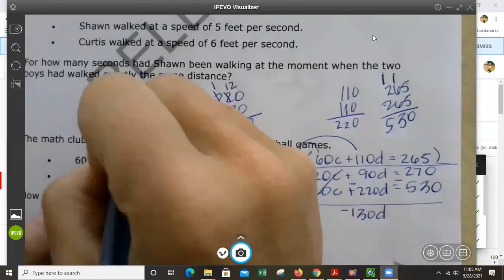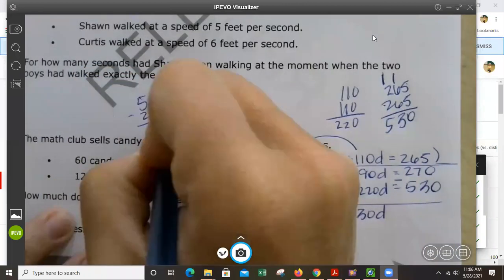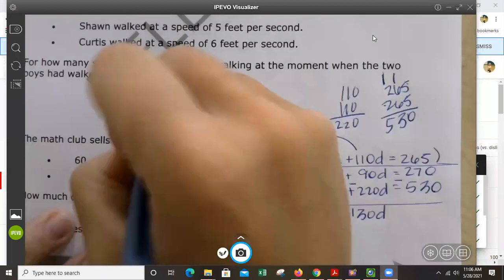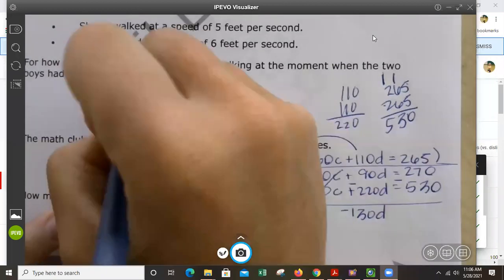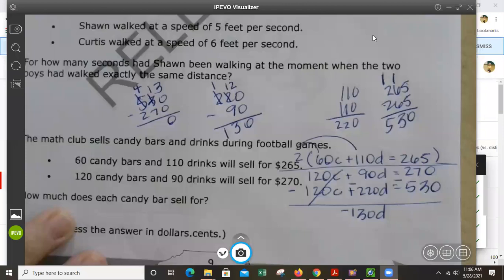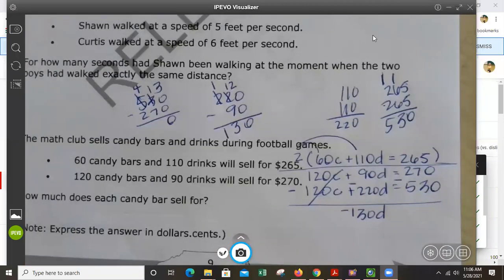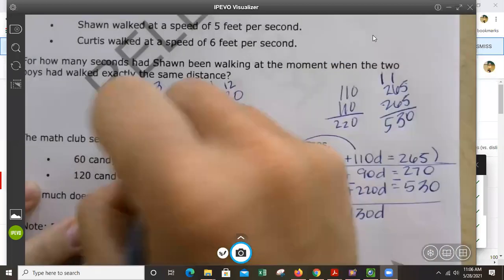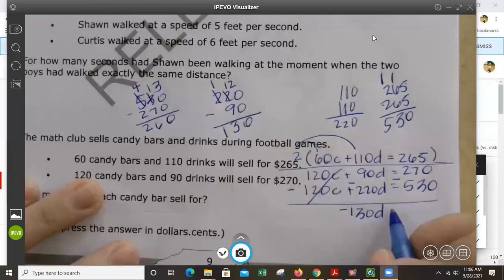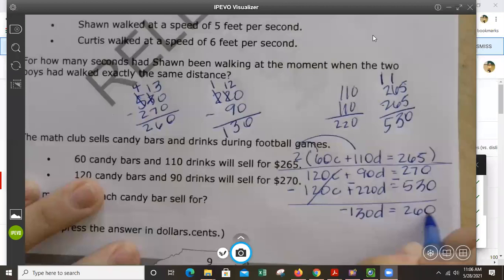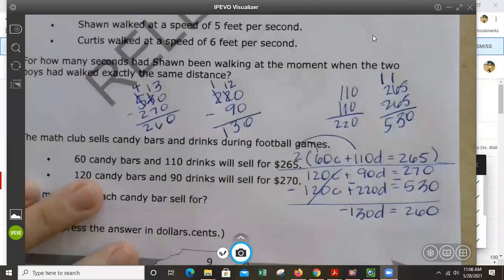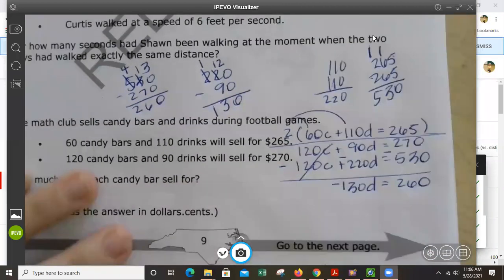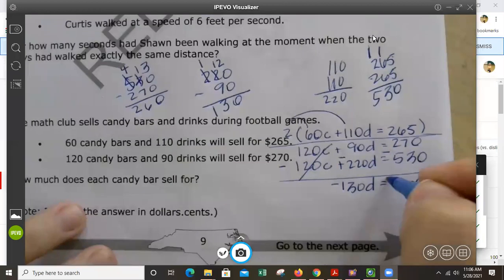530 minus 270, the zeros are fine. Borrow to get your 13. Count on your fingers if you have to. 7, 8, 9, 10, 11, 12, 13, 6. And then a 2. Since the bigger number is negative, this will be negative.